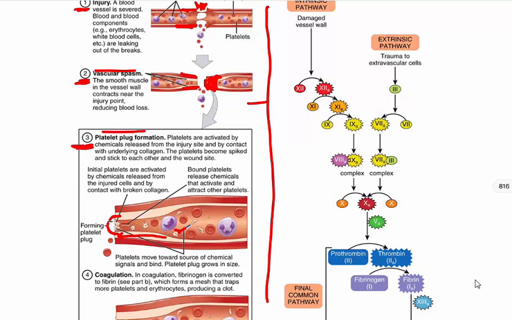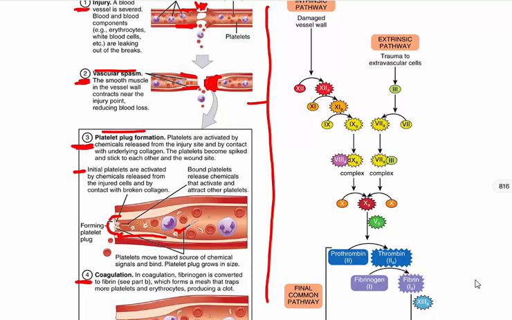They come in contact with underlying collagen, and then they become sticky. You can see the little spikes on them. They're spiky and sticky, and they stick to each other and the wound site. So the initial platelets we talked about are activated by chemicals released by these injured cells and by contact with the broken collagen, and that was the endothelin. And then the bound platelets release chemicals that activate and attract other platelets, and we talked about that as well. So then the platelets are all sticky here, and they're forming that platelet plug.